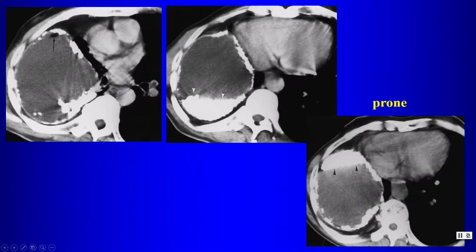And then here we have extensive calcification, a little bit of fat layering out anteriorly in this case, and here's milk of calcium layering posteriorly. When you turn the patient prone, you can see that shift to the anterior location.